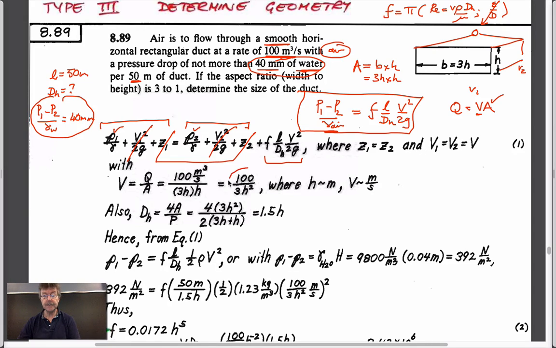So the velocity is equal to 100 meters cubed per second divided by the cross-sectional area, 3h squared, which is this. We can define the hydraulic diameter as 4 times the area of the cross-section divided by the perimeter. The area is 3h squared. The perimeter is this length plus this length plus this length plus this length. So it's just 3h plus h times 2.